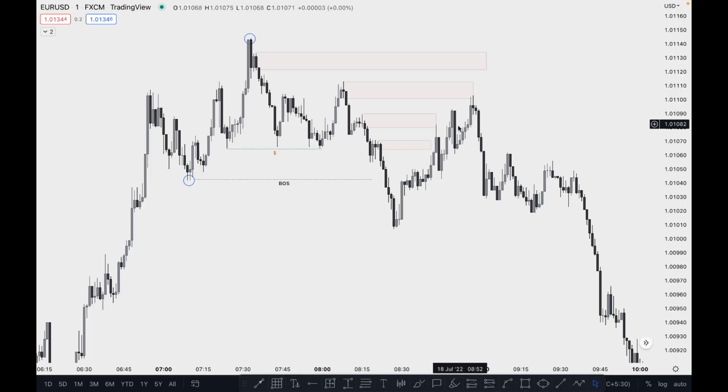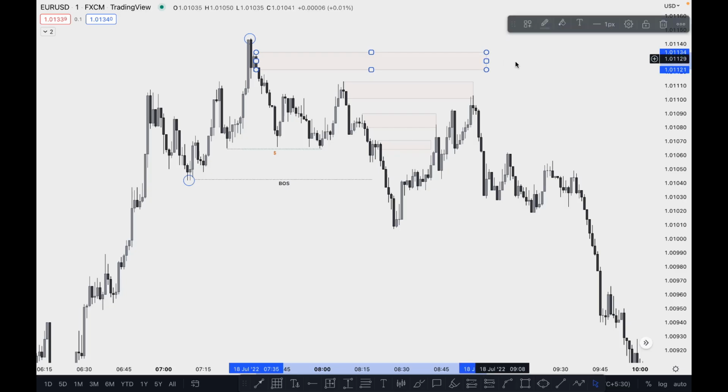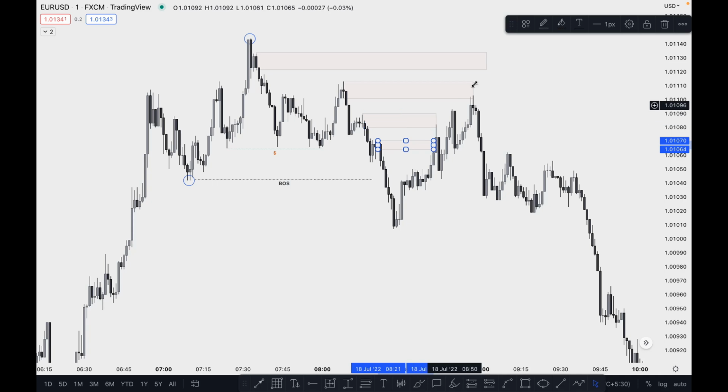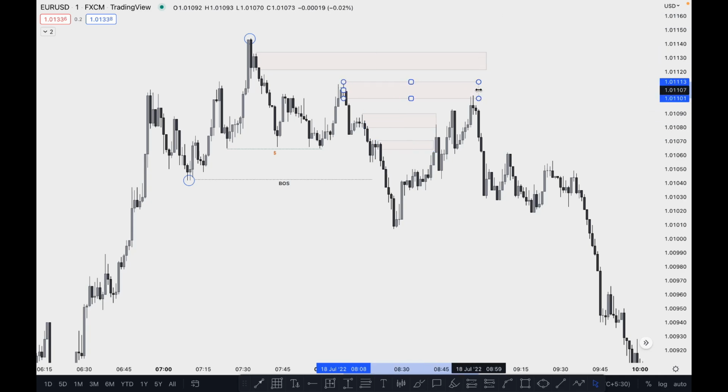Some patient traders use the Fibonacci tool to identify premium and discount price, and some people sell on the extreme. In this case, you can see the market did not react here, not here, not here, and not here, and the market reacted only to this order block.